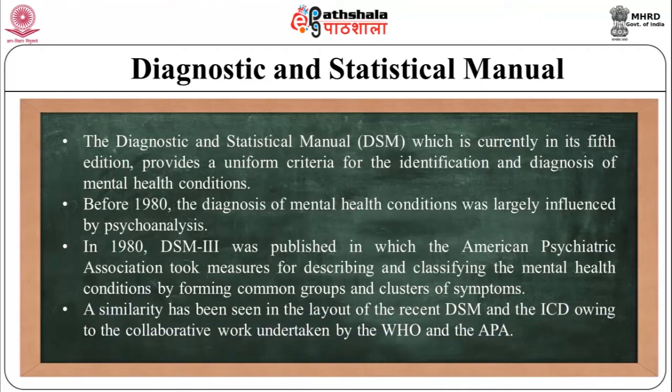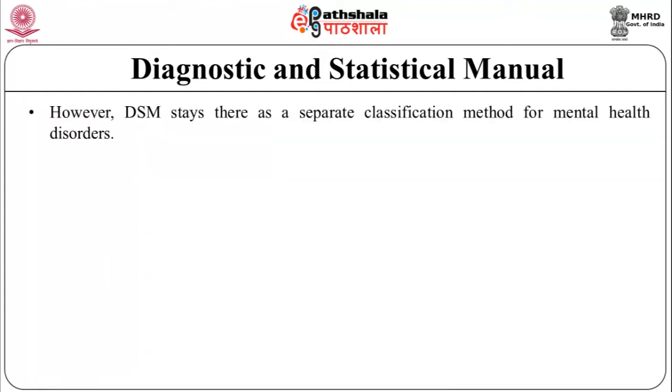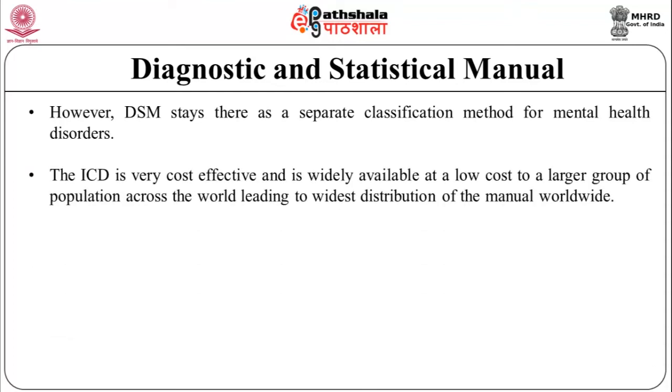A similarity has been seen in the layout of the recent DSM and the ICD, owing to the collaborative work undertaken by the WHO and the APA. However, DSM stays there as a separate classification method for mental health disorders. The ICD is very cost-effective and is widely available at a low cost to a larger group of population across the world, leading to widest distribution of the manual worldwide.